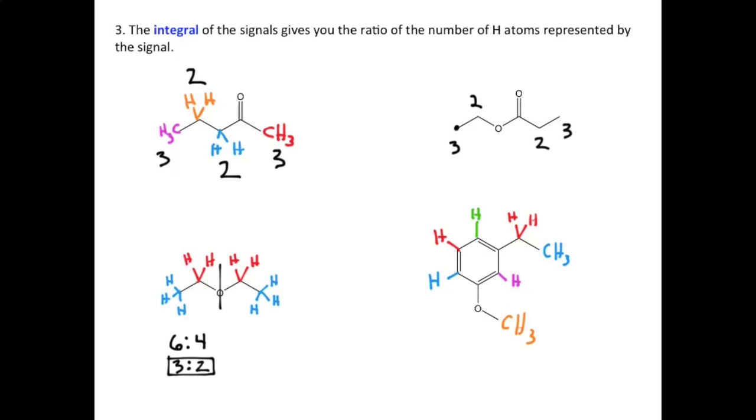Okay, so again, we talked about this example before. There's technically 7 signals here: 1, 2, 3, 4, 5, 6, 7. And we can see our ratio is 2 to 3 to 3 to 1 to 1 to 1 to 1.